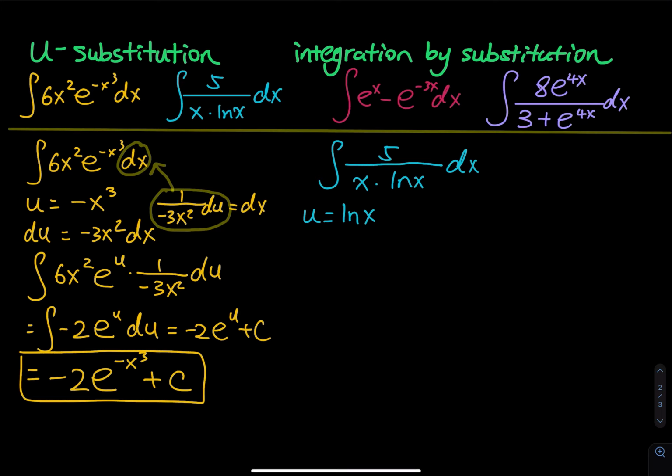And then what's the derivative of ln? The derivative of ln is 1 over x, right? So du equals 1 over x dx, and then keep the dx on one side. So you have to multiply x on both sides. So you have x times du equals dx, and then you do the change of variable. So you are going to replace this to this place.